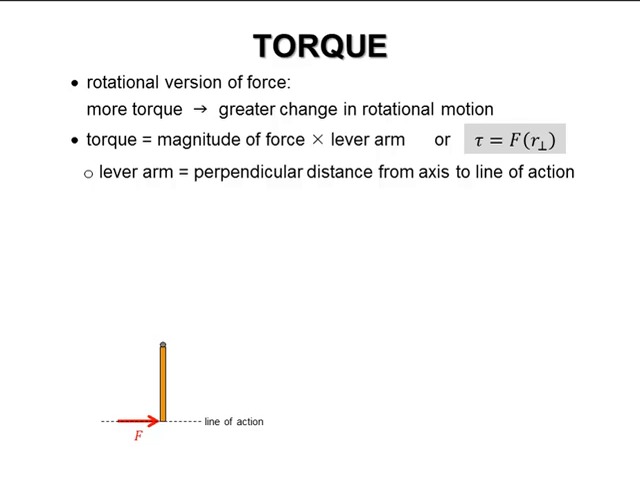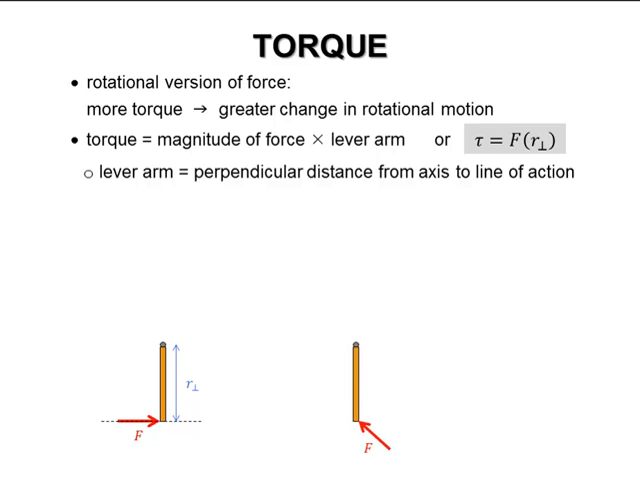The lever arm is then the distance from the axis to that line, and it's the perpendicular distance. In other words, it has to be measured along a perpendicular. That gives us the closest or the shortest distance from the axis to that line. In this case, the door is perpendicular to the line of action, so the lever arm would just be the width of the door. So we measure along a perpendicular from the axis to the line of action.